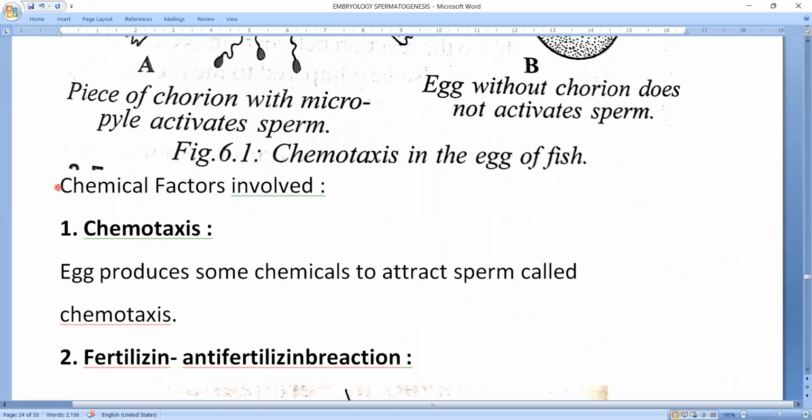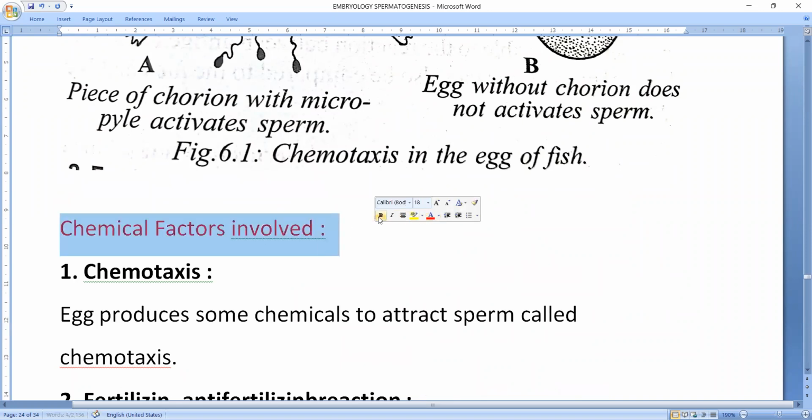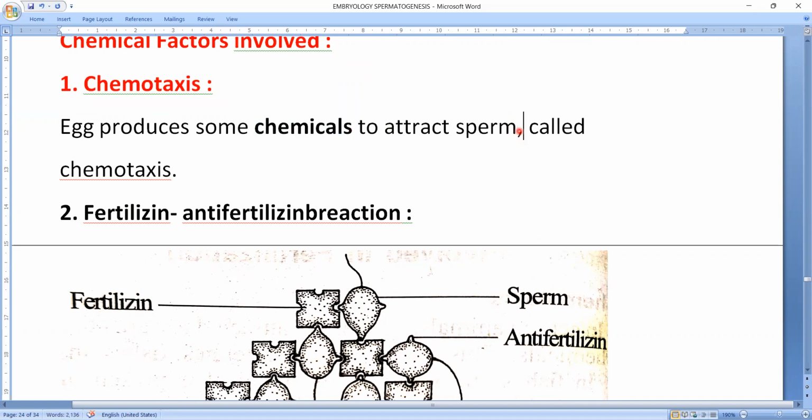So here the chemical factors involved in fertilization. So number one is chemotaxis. So generally, egg produces some chemicals so as to attract sperm. So that is called chemotaxis. General ga egg aina కొన్ని chemicals ని produce చేస్తుంది. So by the action of those chemicals which attract the sperm, okay, the sperm move towards the egg. This is very, very important.